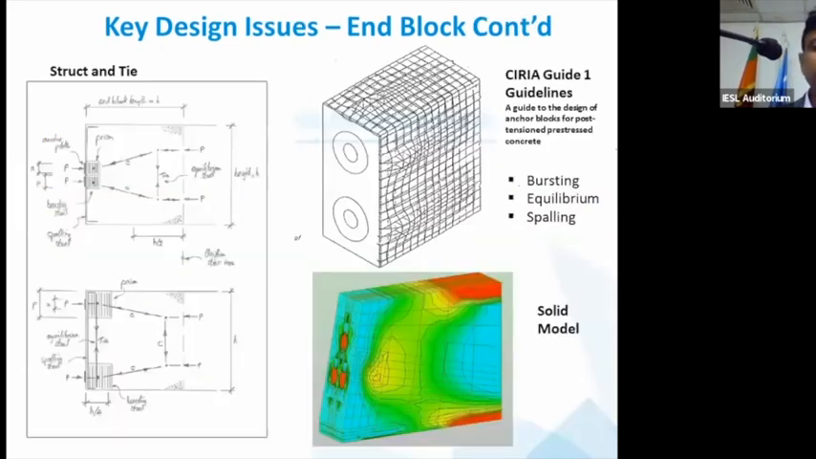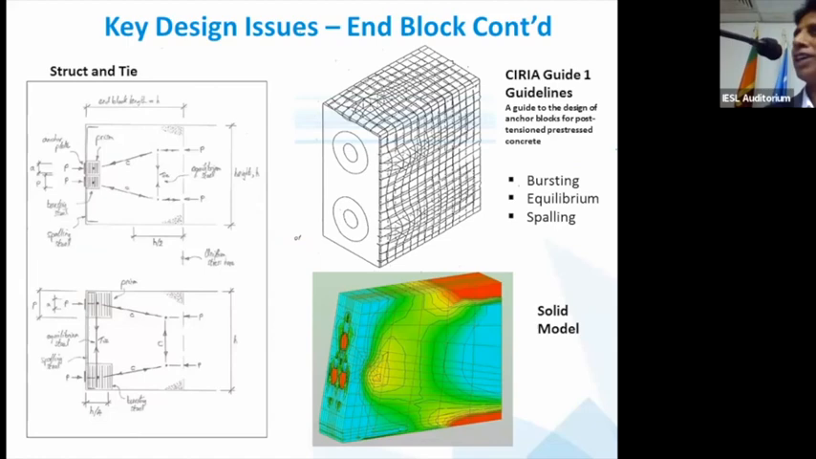And what eventually happens is there's a lot of stress concentration. You know, due to Poisson ratio, when you apply the force at that corner, it will expand, and generally it tends to burst, and then you need to have the right confinement. There's a guideline on that.